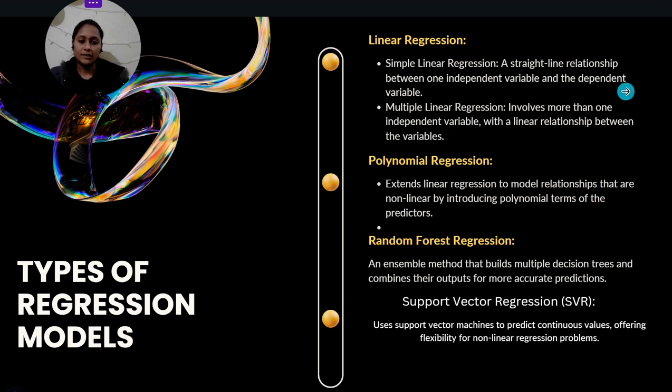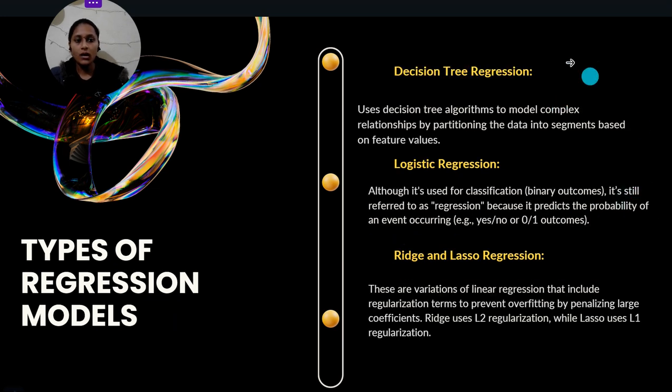Third is random forest regression, an ensemble method that builds multiple decision trees and combines their outputs for more accurate predictions. Next is support vector regression. Uses support vector machines to predict continuous values, offering flexibility for non-linear regression problems. Next is decision tree regression. Uses decision tree algorithms to model complex relationships by partitioning the data into segments based on feature values. Next is logistic regression. Although it's used for classification, it's still referred to as regression because it predicts the probability of an event occurring.